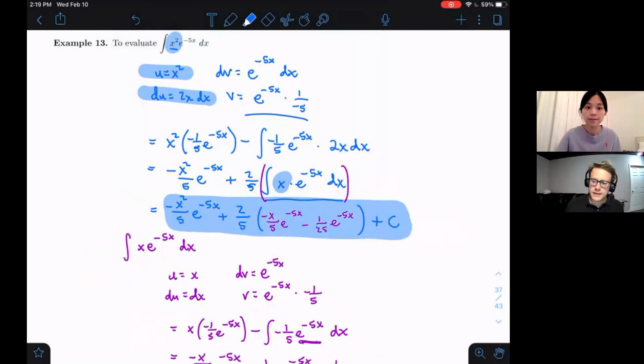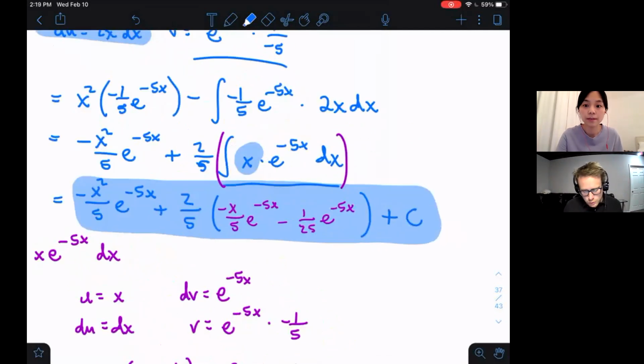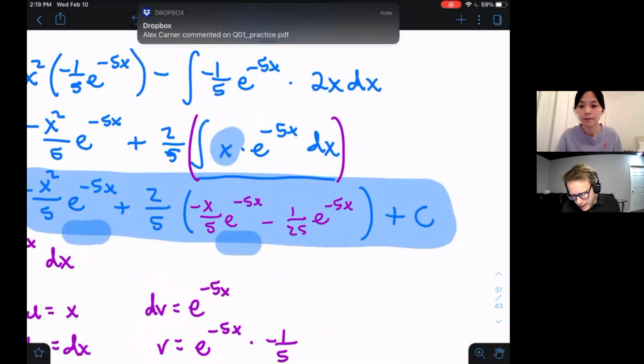Of course, you can simplify things down a little bit if you'd like. For instance, each one of these terms has an e to the negative 5x, so you could factor this out.